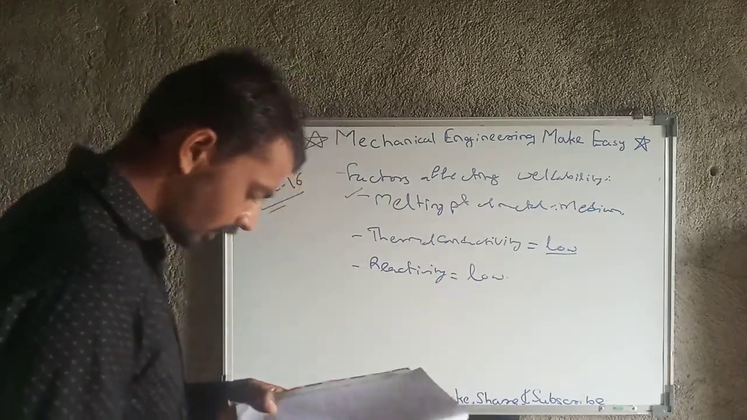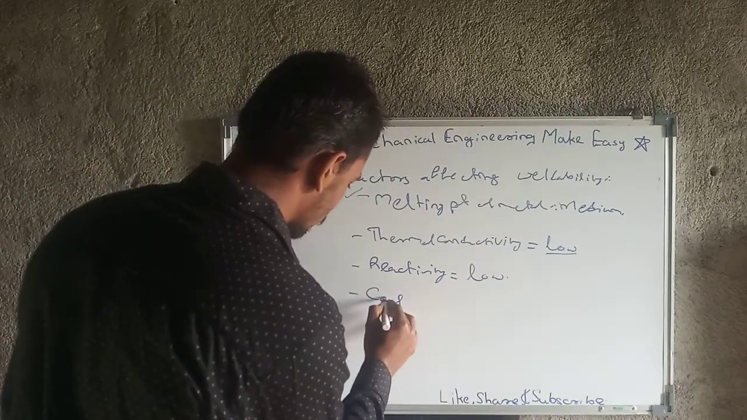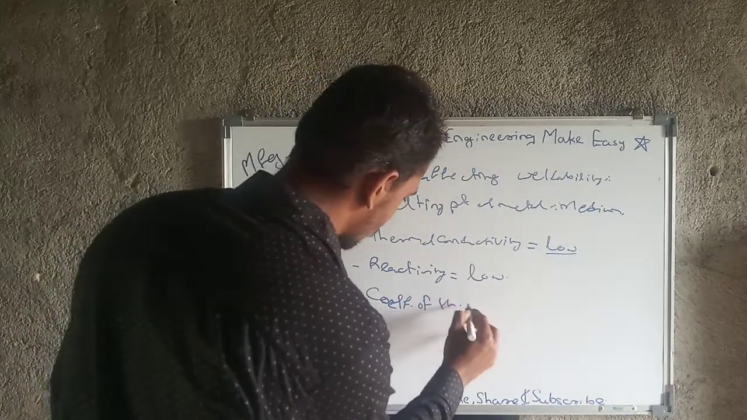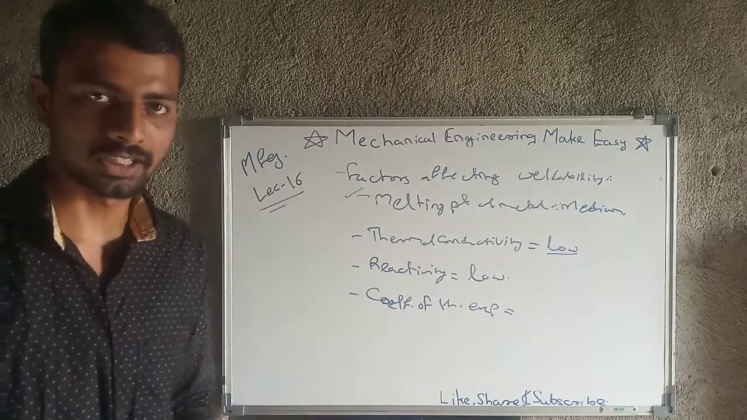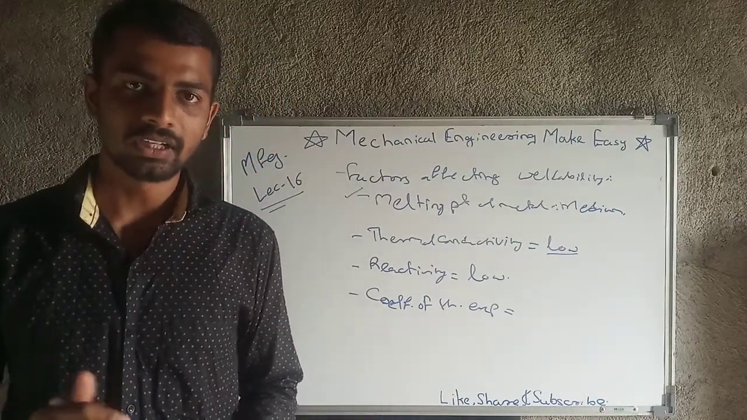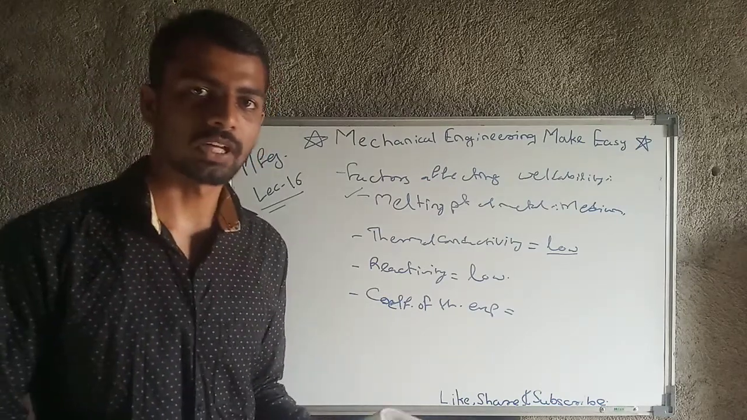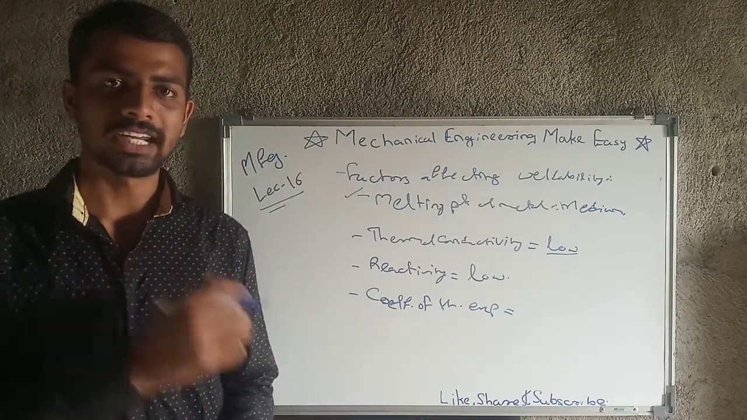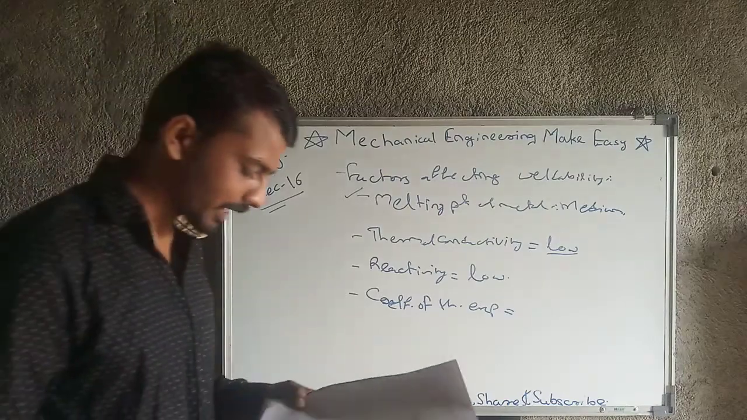Okay, then next is coefficient of thermal expansion. What is the coefficient of thermal expansion? It means as temperature increases, that material will expand or contract. That is nothing but coefficient of thermal expansion. As temperature changes, the volume of the material will change. So that should be less.